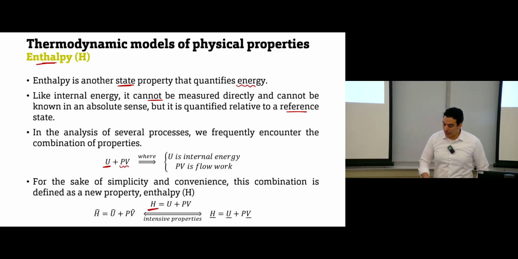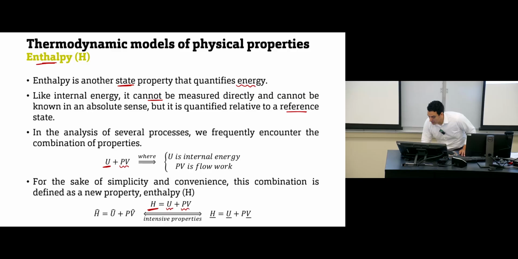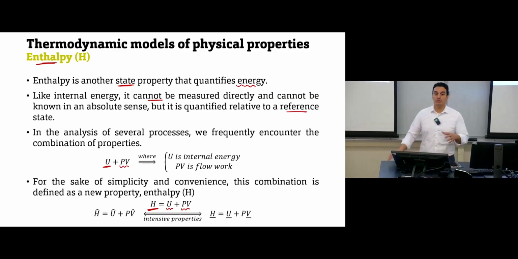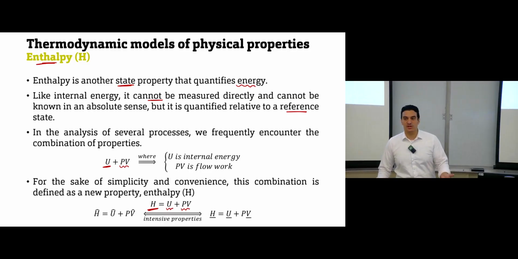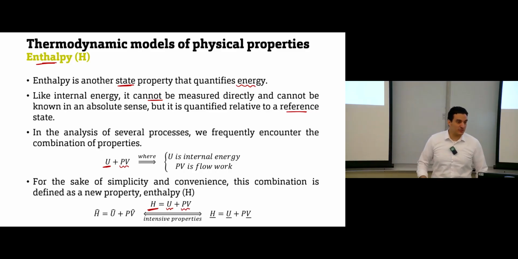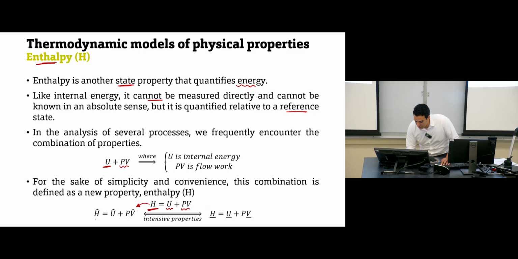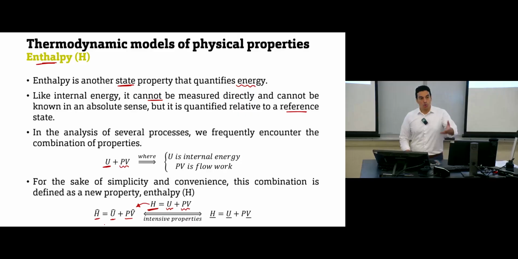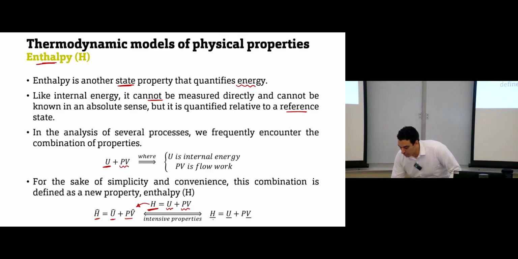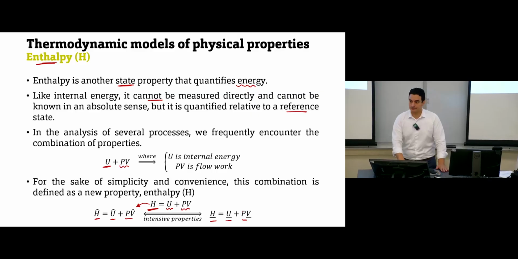Okay, but again, this one is an extensive property, PV is an extensive property, and we don't prefer to use extensive properties in our calculations, so we need to convert this formula to intensive. So we can divide this equation by mass, and we have specific enthalpy equals specific internal energy plus P times specific volume, or we can divide it by mole, so we have molar enthalpy equals molar internal energy plus P times molar volume.